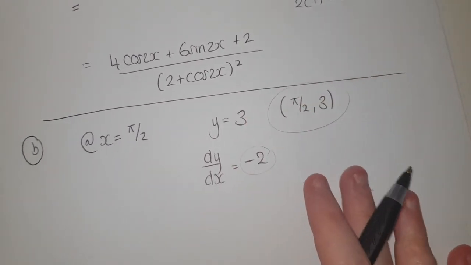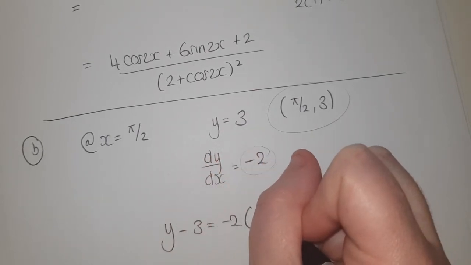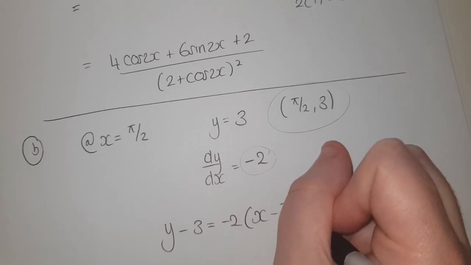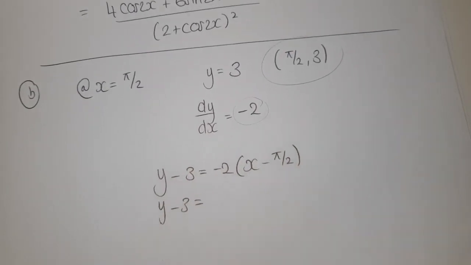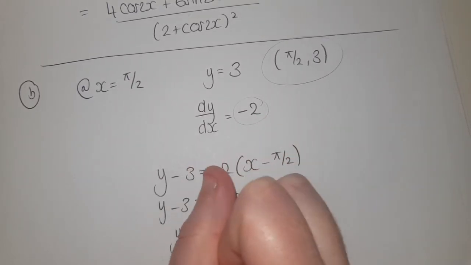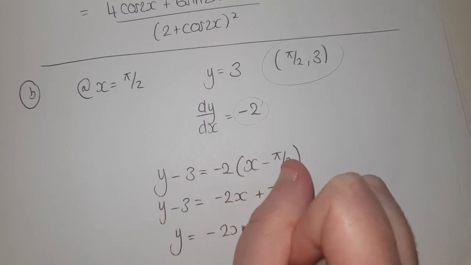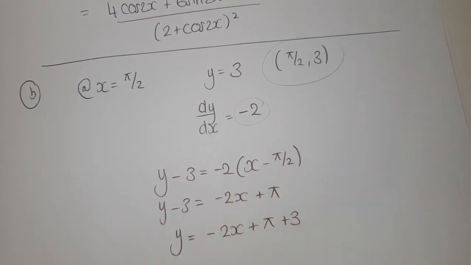There's my point. I'm going to find the equation of the line. Y minus 3 is minus 2 lots of x minus pi by 2. So expanding the right hand side, you get minus 2x plus pi, and then all I'm going to do is add the 3. I get minus 2x plus pi plus 3, and that's it, you're done.